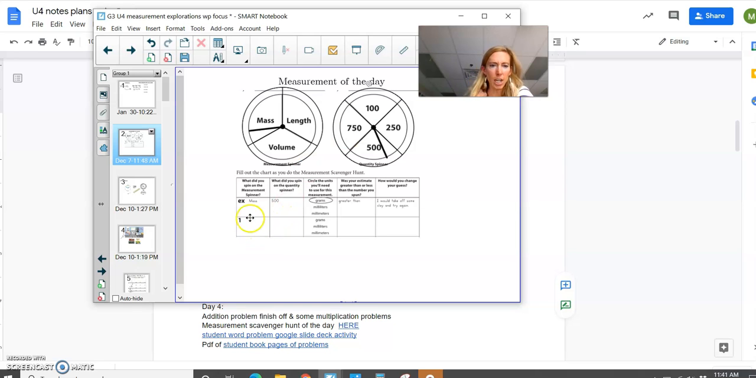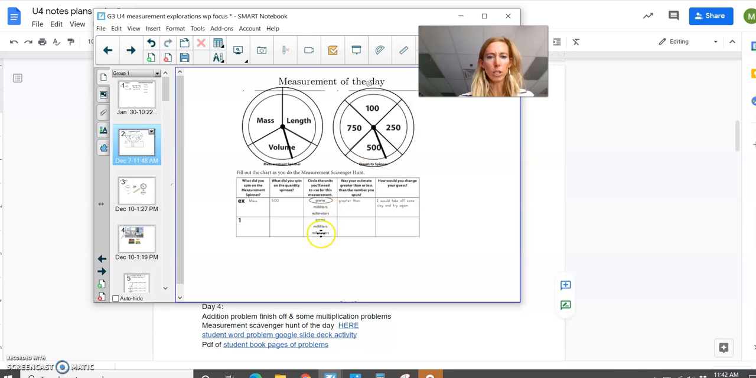And so down here, the idea is, what did we spin? So we spun mass. What did you spin? 500 grams, because we're working grams, not milliliters or millimeters. And then we're going to estimate before we actually use our scale and see what it is. We're going to see what we think it's going to be, and then how far we were off, because of course it probably won't be perfect. Okay, so it just gives a little something different for each day, something quick to be finding something.